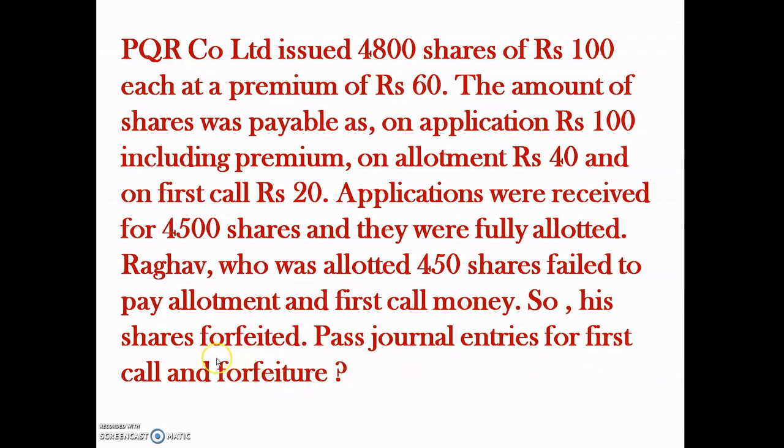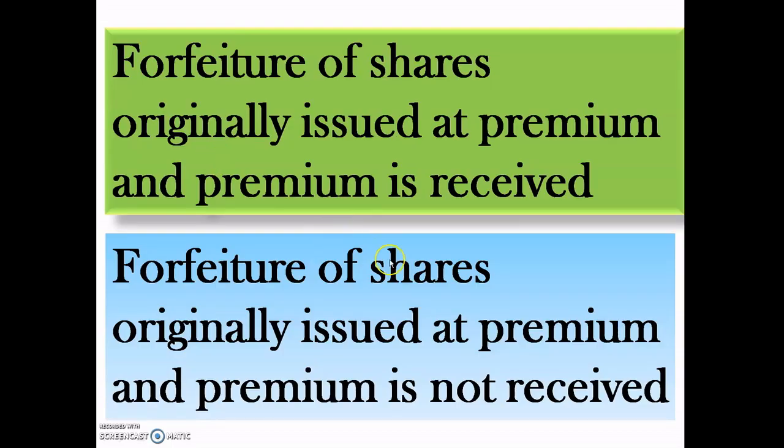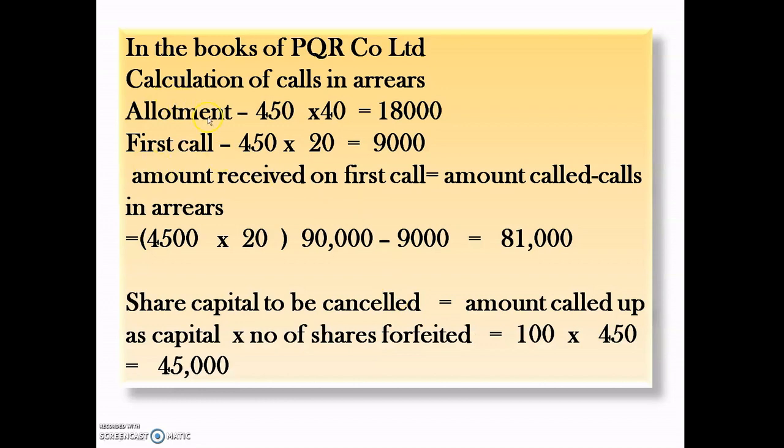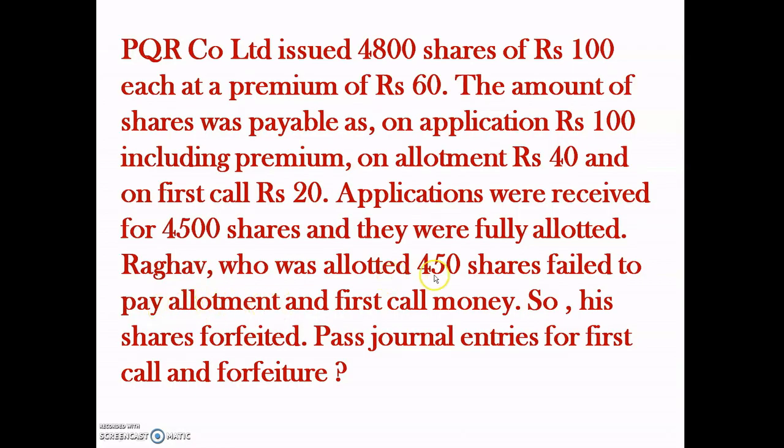Before that we have to make the working notes. See here working notes, in the books of PQR Company Limited. Here we have to calculate the calls in arrear on allotment and first call, because Raghav failed to pay the allotment and first call money. See here allotment, Raghav was allotted 450 shares, so this 450 we have to take.